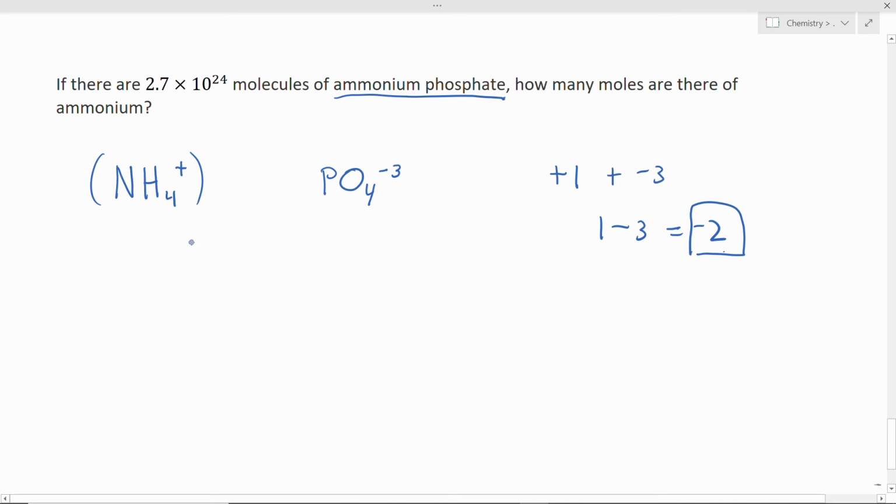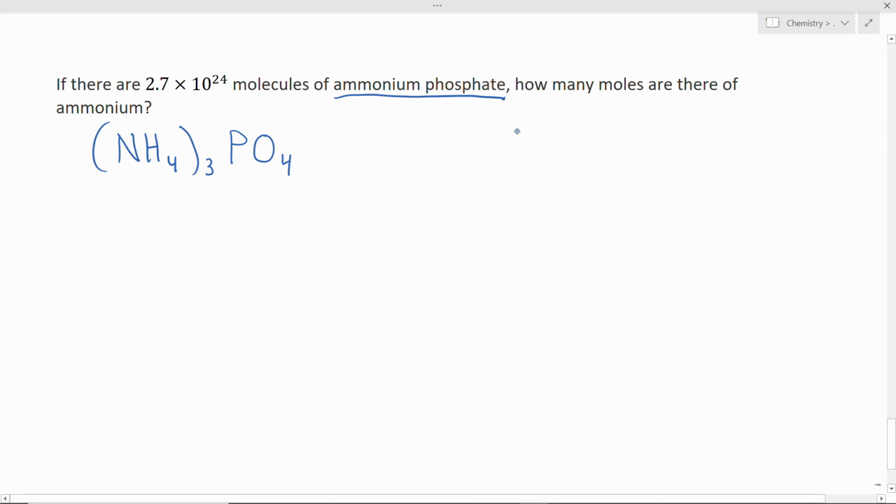So if we have 3 positive ones, right? Then we have a positive 3 charge in total for all of our ammonium atoms, plus a negative 3 of phosphate, which will give us 0. So our final formula for ammonium phosphate is (NH4)3PO4. So now we have 3 positive 1 charges and 1 negative 3 charge.